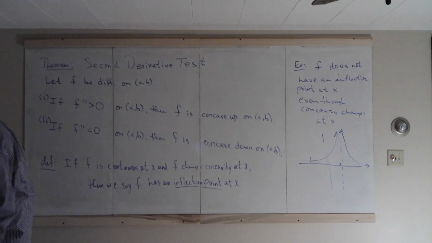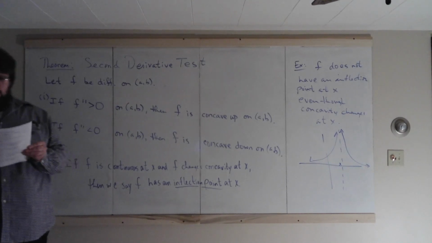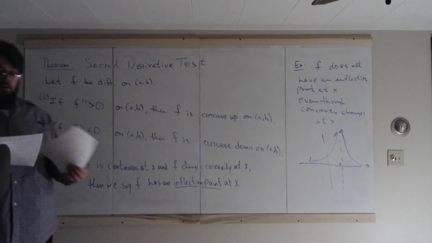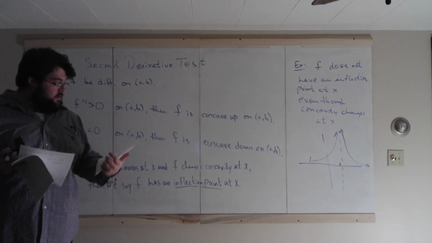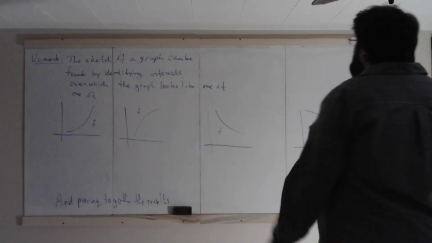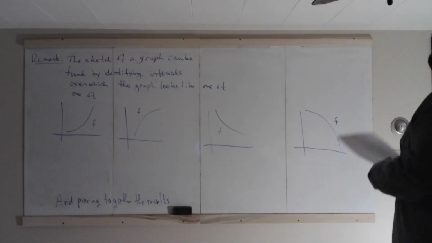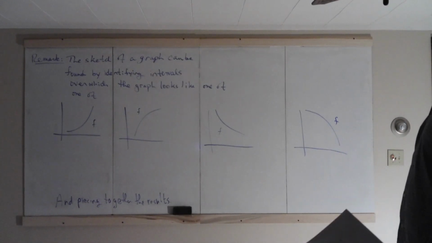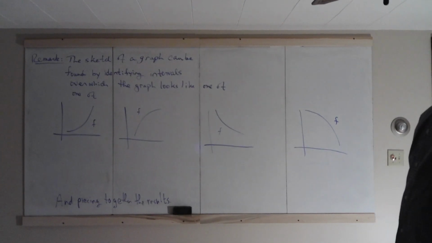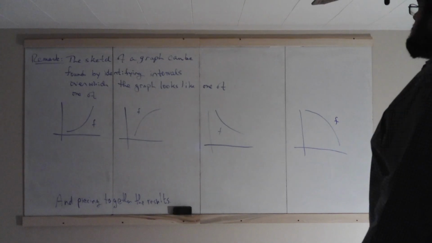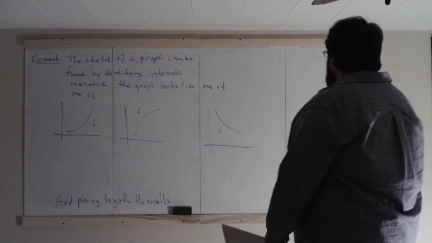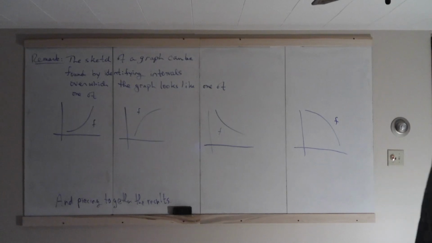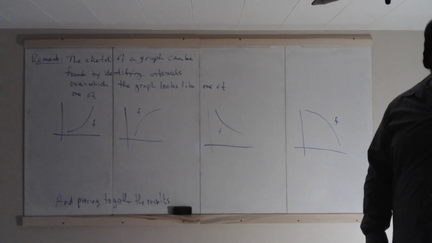Now, with the first and second derivative tests, we actually have everything we need to sketch a graph. But before we do that, I'd like to summarize these results using a few pictures. The sketch of a graph can be found by identifying intervals over which the graph looks like one of these four pieces. And these are those four pieces from examples 1 and 2 from a few minutes ago. The sketch of the graph can be found by identifying intervals over which the graph looks like one of these four pieces, and then piecing together the results. And we're going to be able to use calculus to identify each of these four pieces.